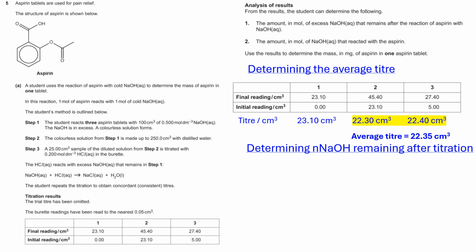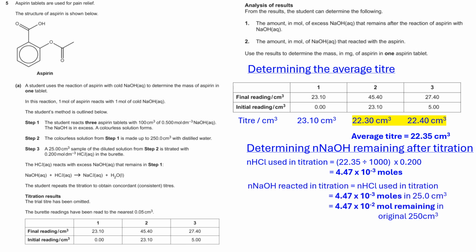Now we need to determine the number of moles of sodium hydroxide remaining after titration. So because the number of moles of HCl used in titration is 4.47 times 10 to the minus 3, that means the number of moles of NaOH reacted will be the same.